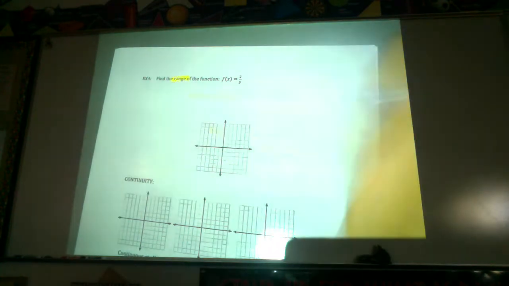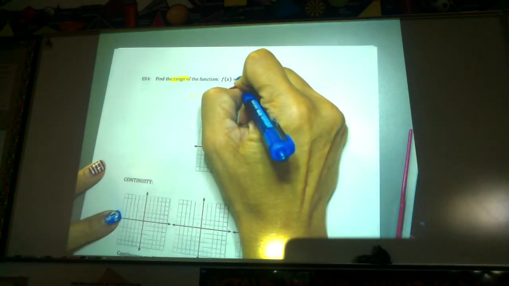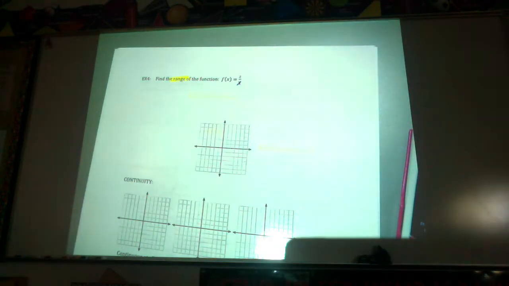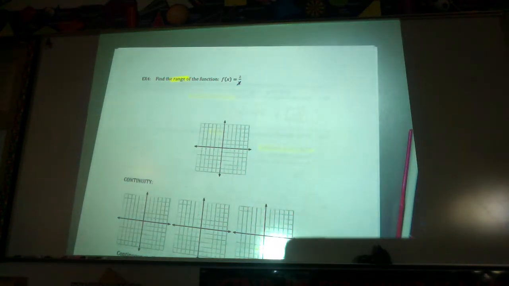We have to make a correction here. This is not supposed to say y. This is probably when the lights went out. The lights went out in Phoenix. And so that should be 2 over x.